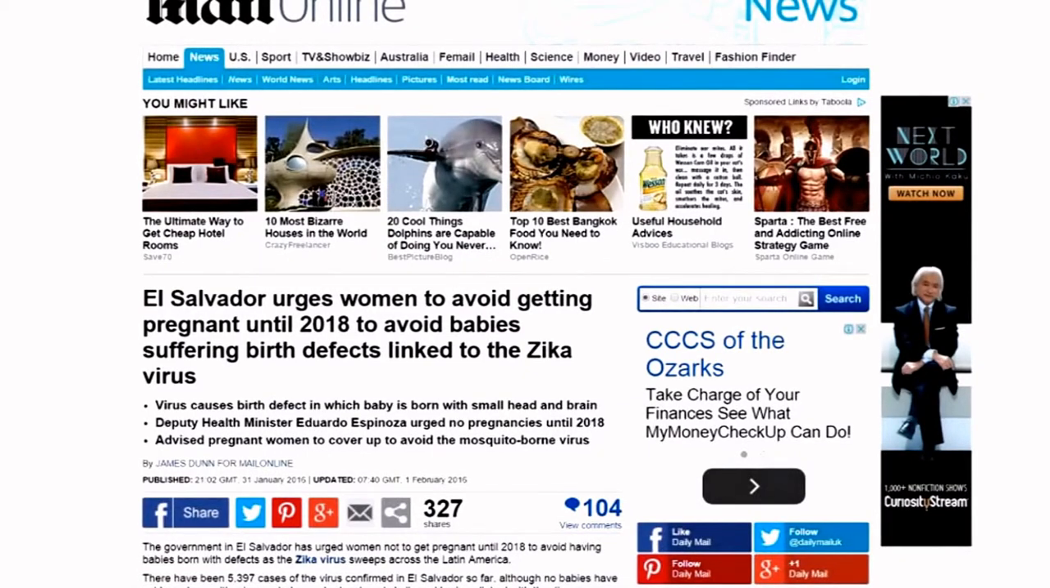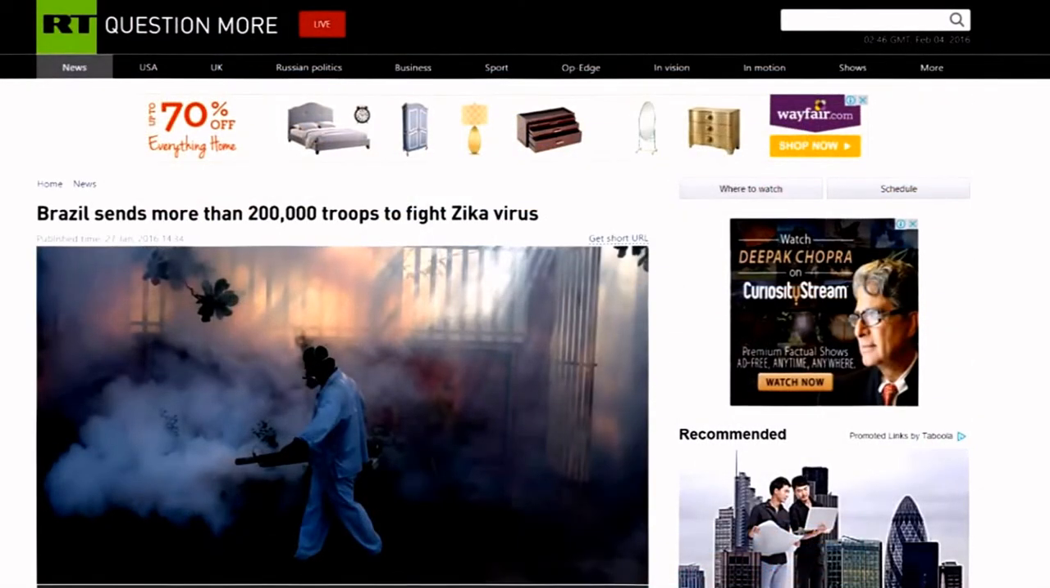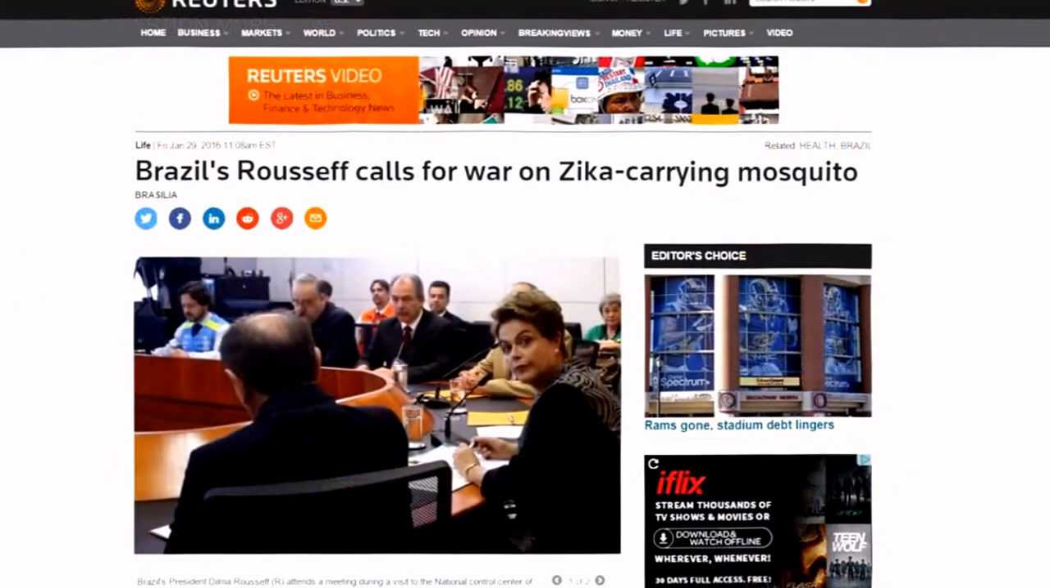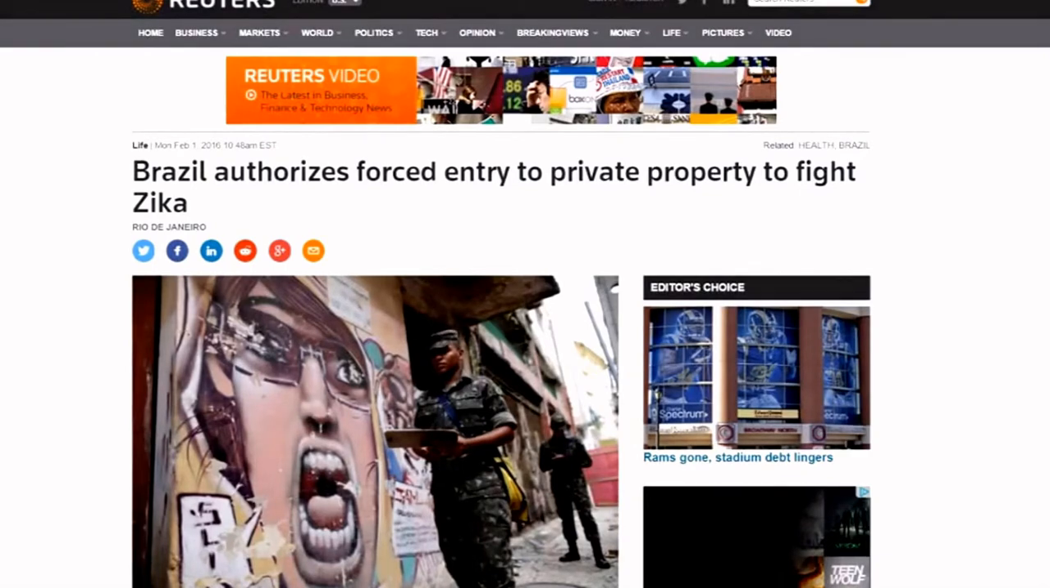El Salvador has advised women to delay pregnancy until 2018, while Brazil has acted more drastically, with over 200,000 soldiers being sent to spread awareness of the Zika virus on February 13th, and Brazilian President Dilma Rousseff calling for war on the Zika-carrying mosquitoes and authorizing health officials to enter private properties by force if necessary, in an effort to control the spread of the virus.